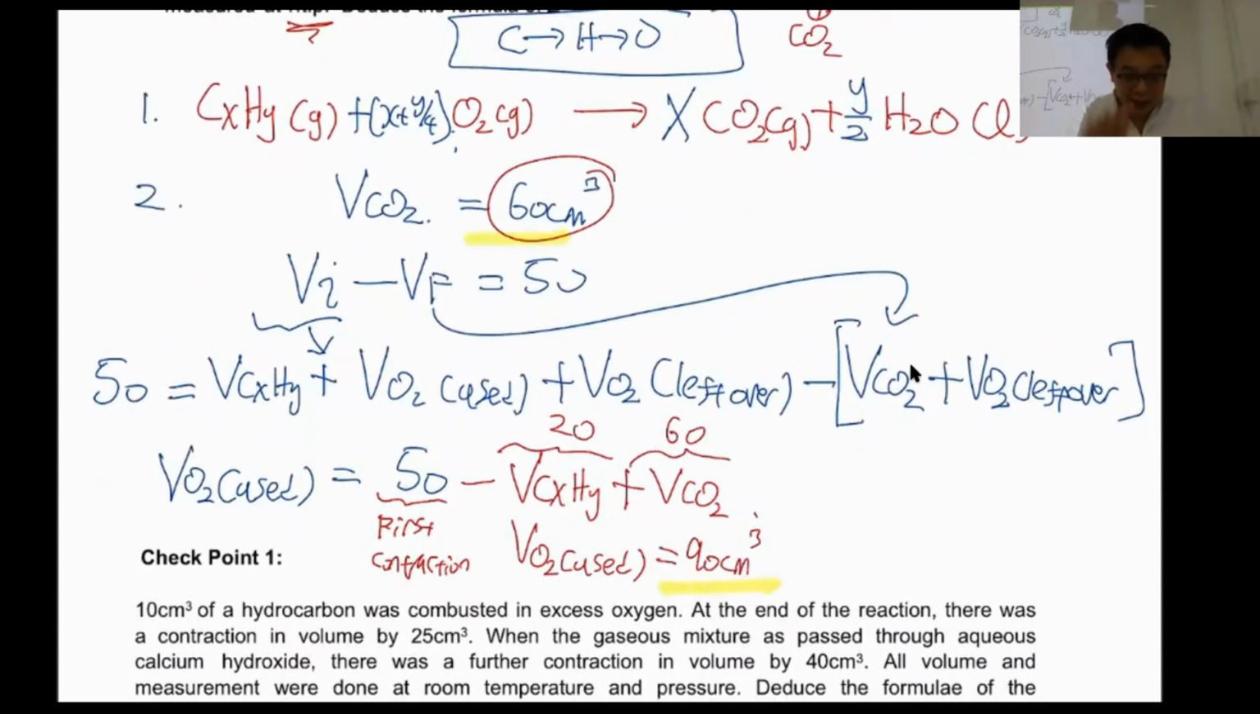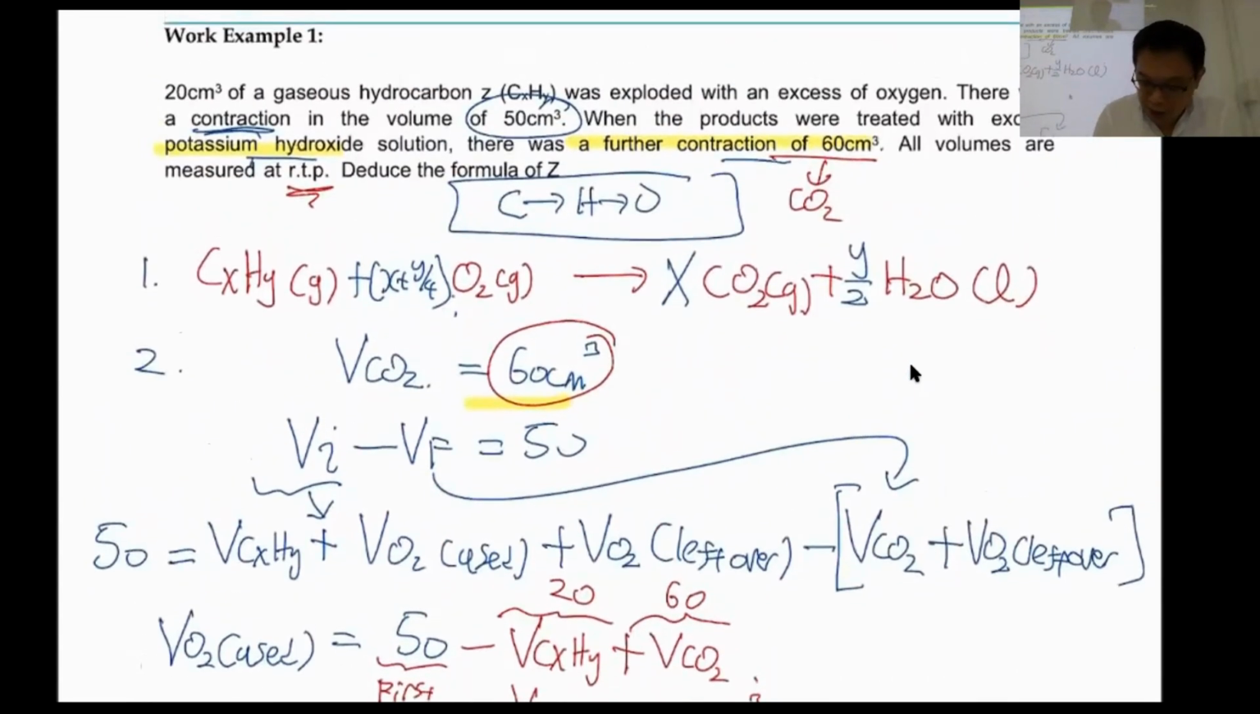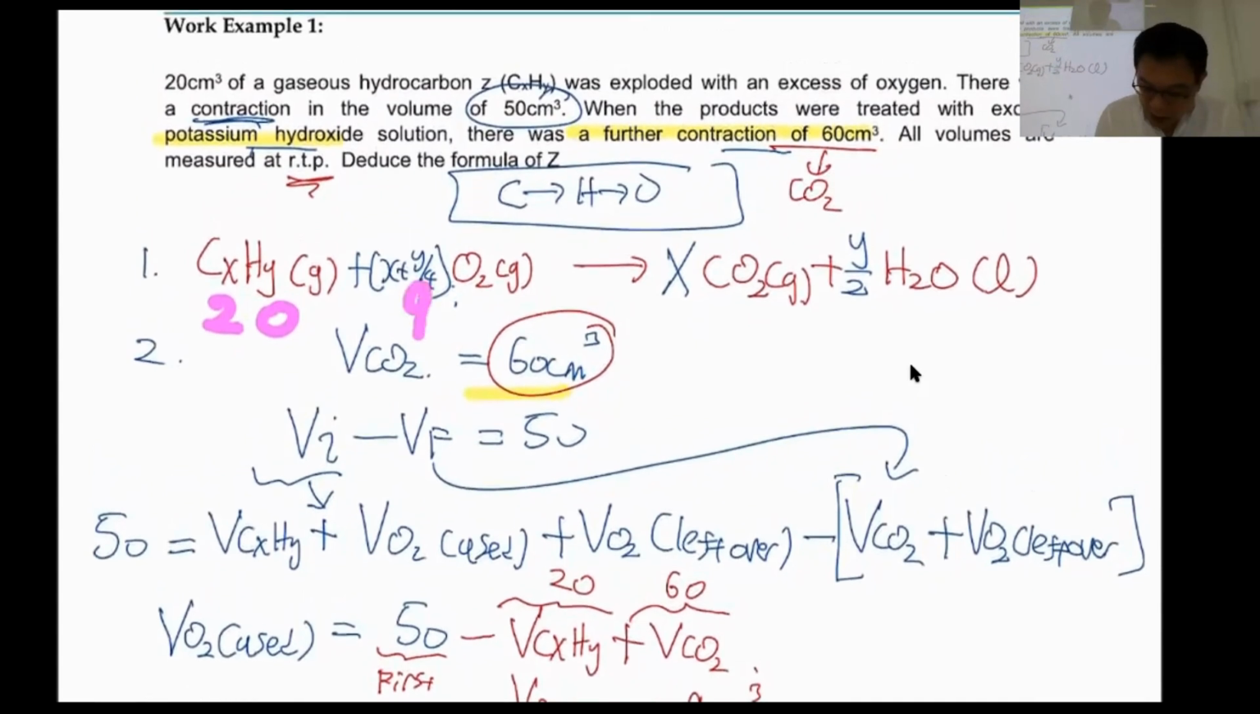Now I'm going to translate this into the equation below here, which is right here. Let me just use a different color ink, maybe right here. I put down 20 here. Then followed by your oxygen, the value is 90, and your CO2 is 60. Now this will be the value that we are interested in, because volume of gaseous is proportionate to the number of moles. That is very important. It only applies to gaseous.